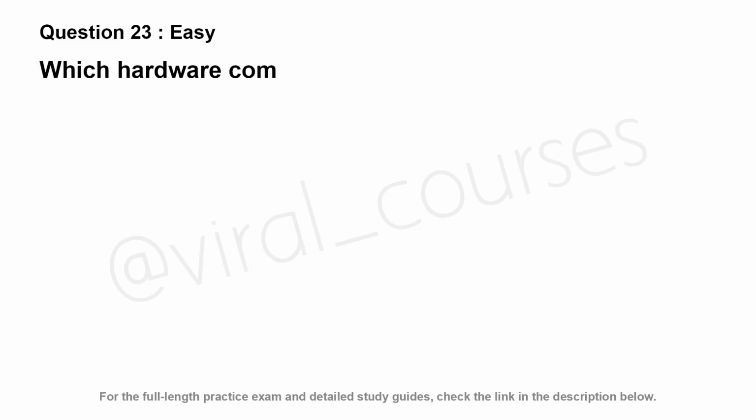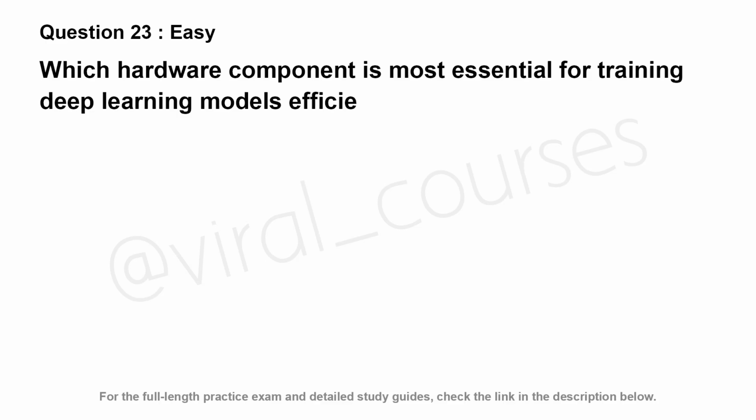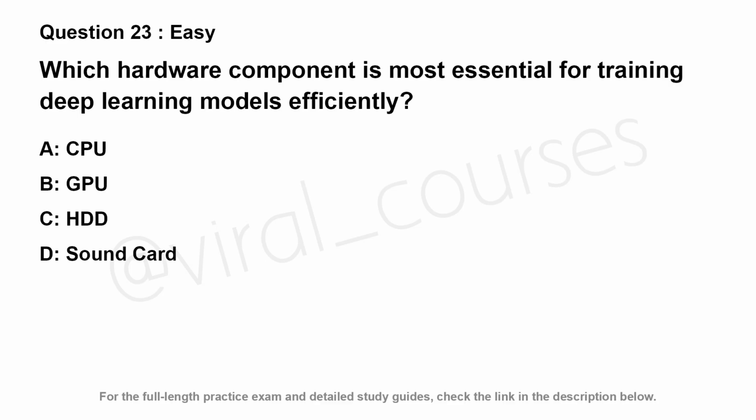Which hardware component is most essential for training deep learning models efficiently? Option A, CPU. Option B, GPU. Option C, HDD. Option D, sound card.